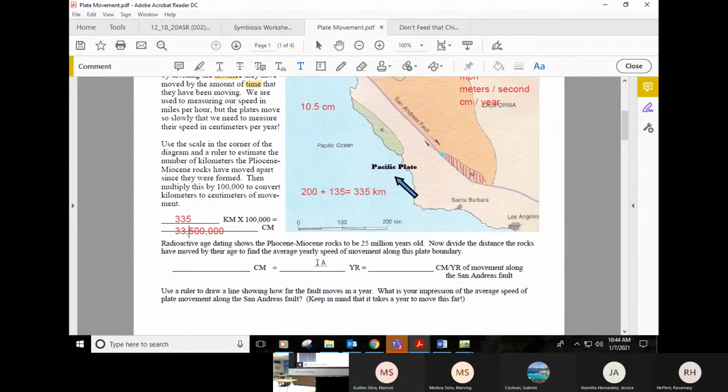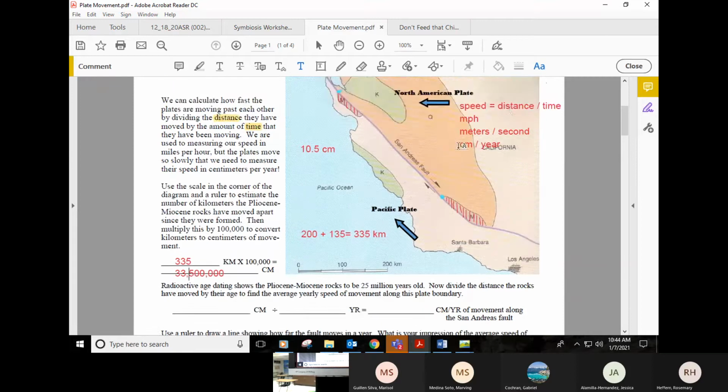So, we found the distance between the rocks, how much they've been offset. Next, we have to find out how old the rocks are, so we can find out how many years it took them to move that far. And radioactive age dating shows that these rocks are 25 million years old. So all we have to do is divide the distance that they've moved by their age to find their speed.